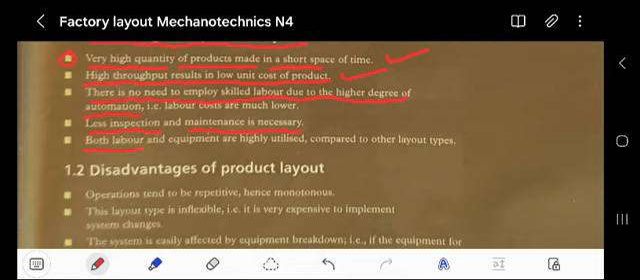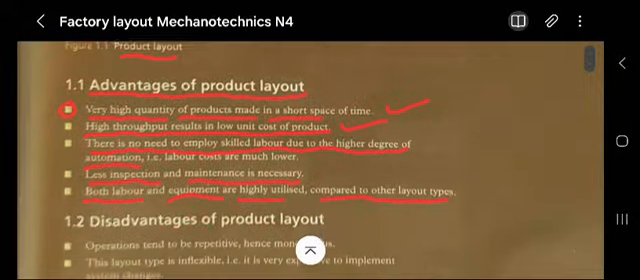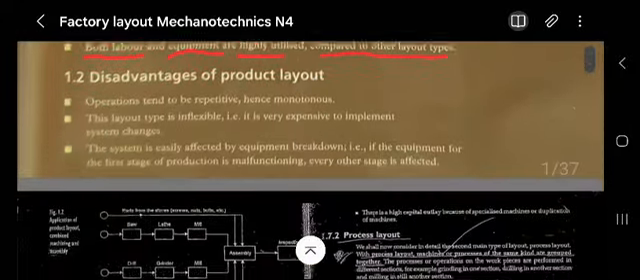Both labor and equipment are highly utilized compared to other layout types. Both labor and machine equipment are highly utilized, meaning that both labor and machines are very important in this particular layout compared to other layouts. You need your labor and then the machines, the equipment, right? With labor only you cannot produce. Without machines also you cannot. They work hand in hand, guys. So this is the advantage of a product layout.